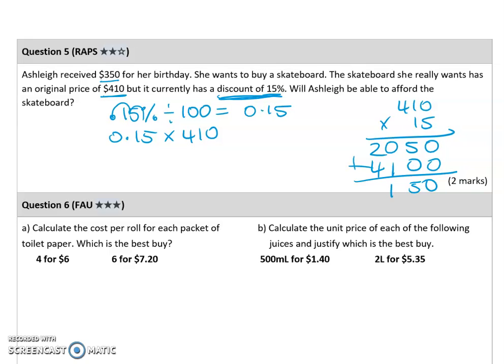So the discount is $61.50, and the original price was $410. I'll do my working over here as a space. $410, I'll have to add some decimals in there. You could potentially do this process mentally, but I'll do an algorithm off to the side.